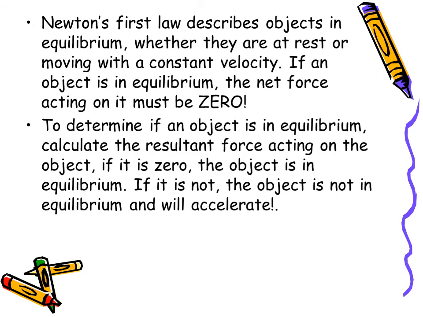Newton's first law describes objects in equilibrium, whether they are at rest or moving with a constant velocity. If an object is in equilibrium, the net force acting on it must be 0. To determine if an object is in equilibrium, calculate the resultant force acting on the object. If it's 0, then the object is in equilibrium, and that object will remain at rest if it's resting, or if it's moving, it will continue to move in a straight line at a constant speed. If the net force is not 0, then the object is not in equilibrium, and its motion will change. It will accelerate. But that's the subject of Newton's second law.